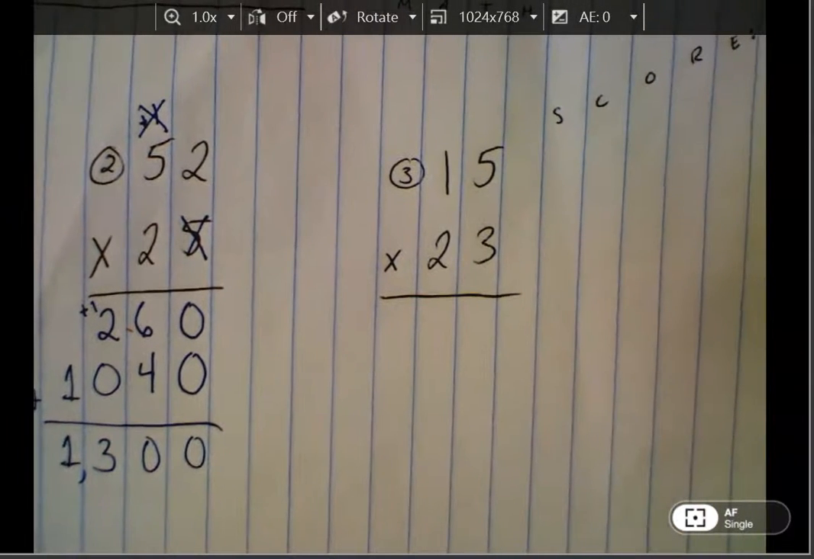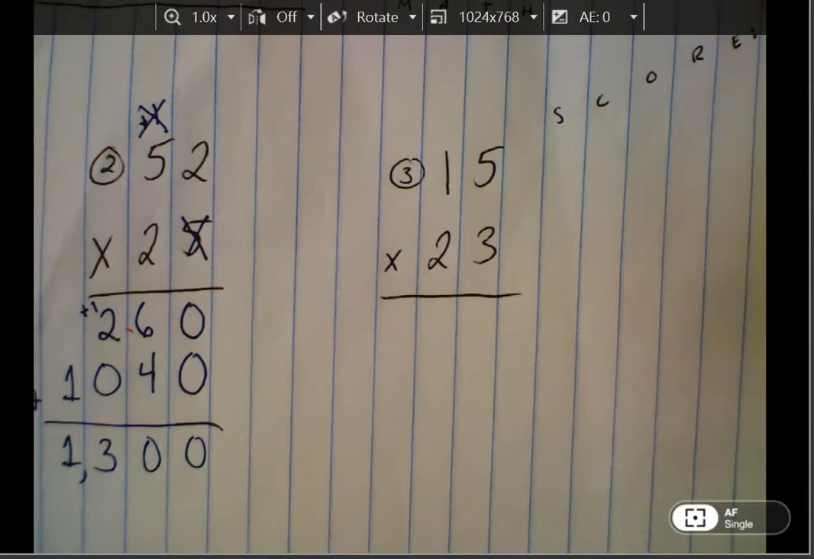I'd like you to try this last one out by yourself to see if you can do it on your own. Don't forget, it starts with the ones, then the tens, and also don't forget, it's your X's and O's.